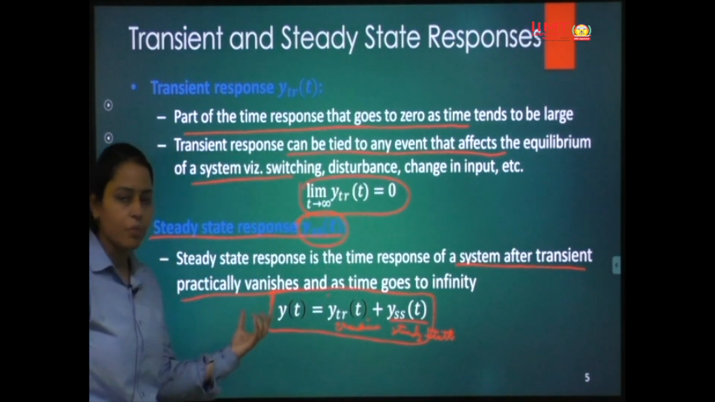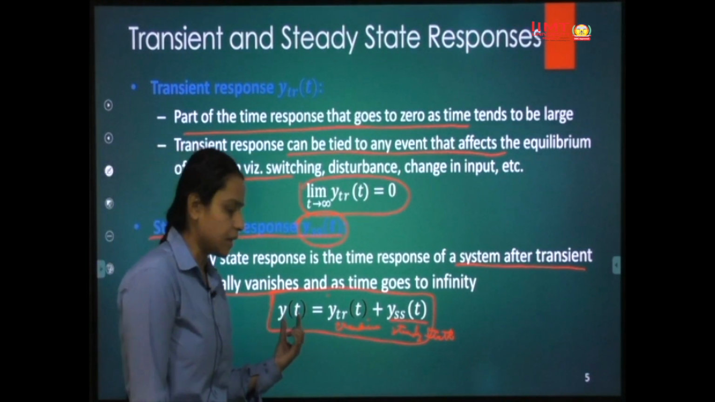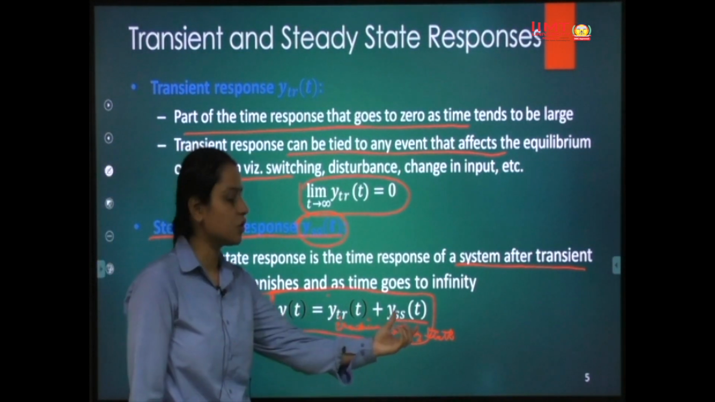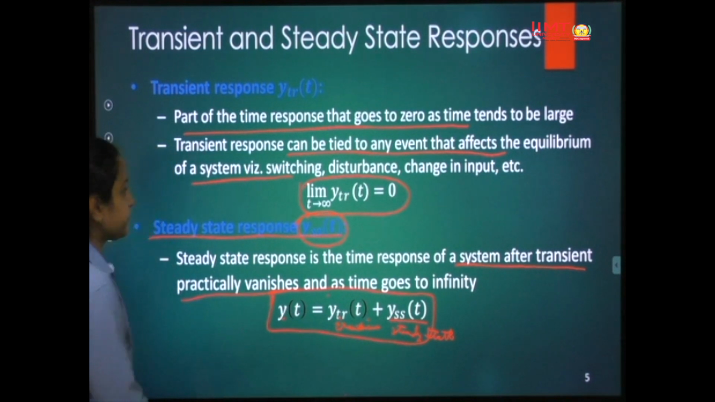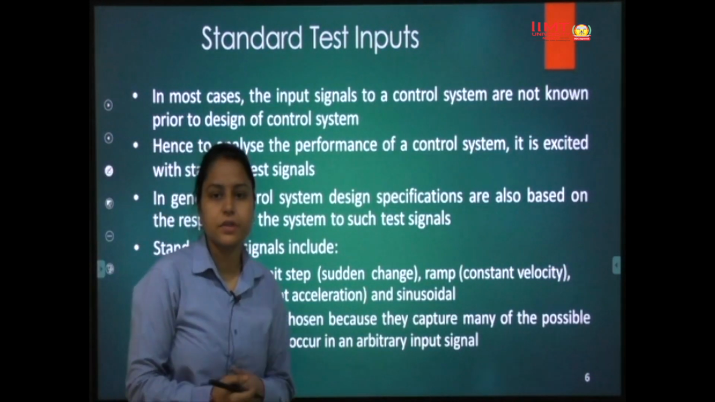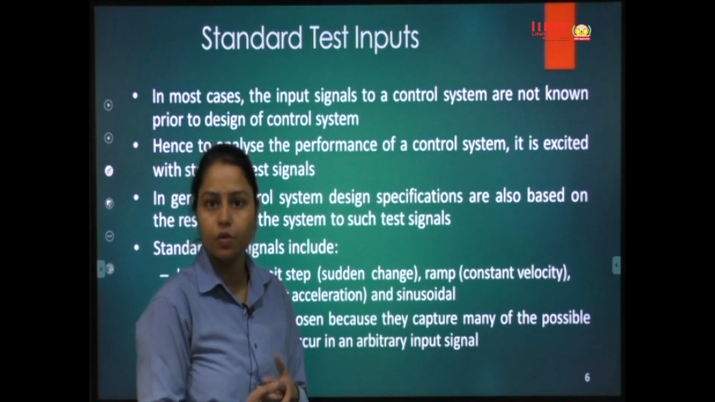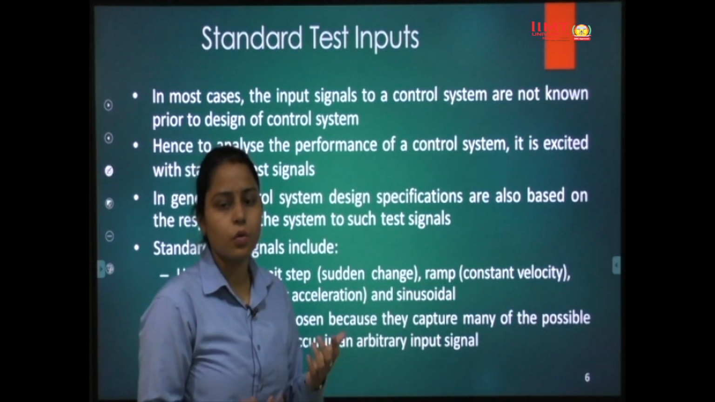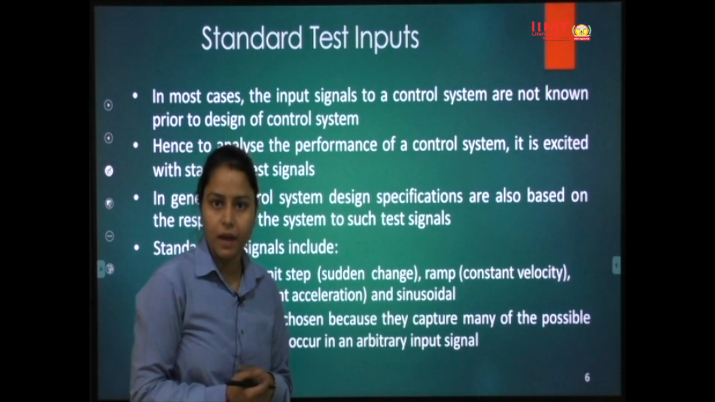Okay, so we have a combination: the total time response is equal to the transient response plus the steady state response of a system. So we have some standard inputs. As we know, when we design a system, we do not know what kind of input we are going to apply in the practical system.